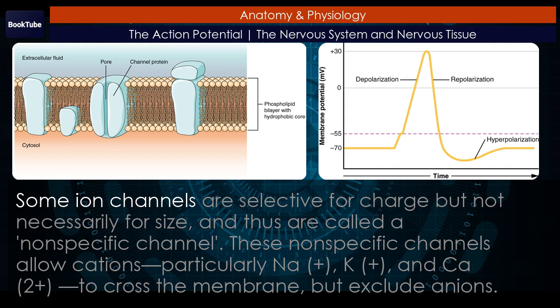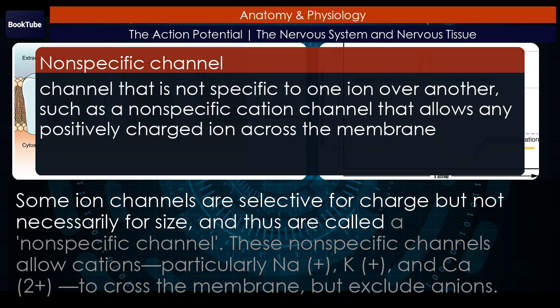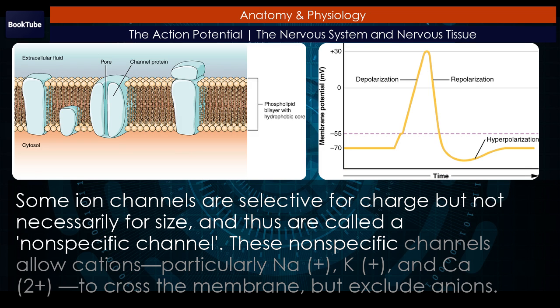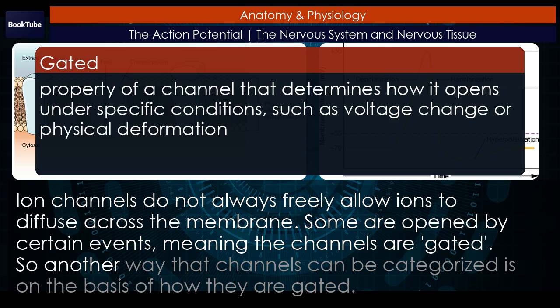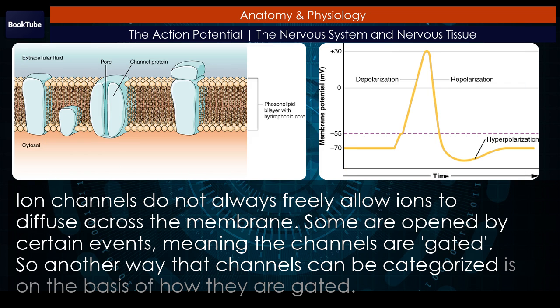Some ion channels are selective for charge but not necessarily for size, and thus are called a nonspecific channel. These nonspecific channels allow cations, particularly Na+, K+, and Ca2+, to cross the membrane, but exclude anions. Ion channels do not always freely allow ions to diffuse across the membrane. Some are opened by certain events, meaning the channels are gated. So another way that channels can be categorized is on the basis of how they are gated.